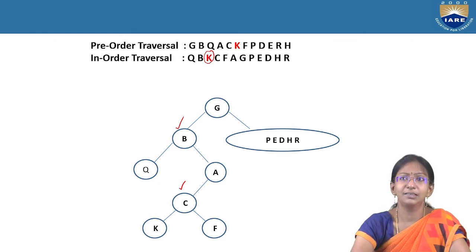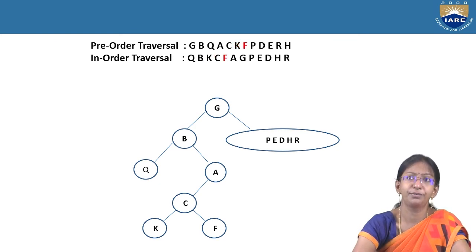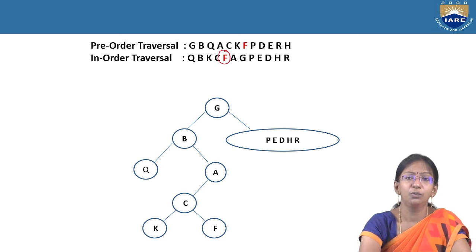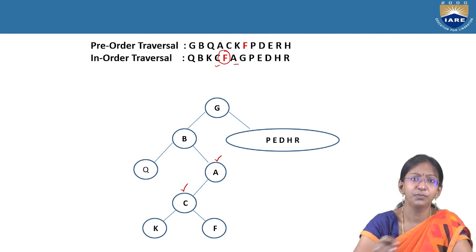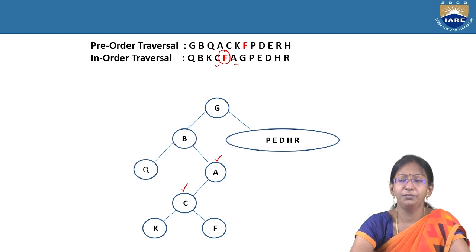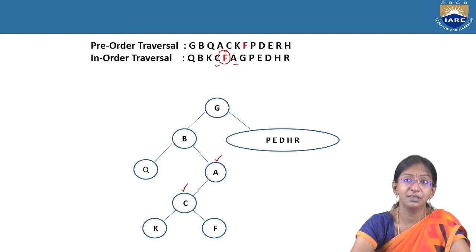Okay. What is the next element in preorder? F. Have a look at this one. After K, you have F in preorder. Its position in inorder is here. What is the element which is left to it? C. C's right position is already decided. Right to F is A, whose right position is already decided. Right? Then let's see, job is done in the left and right direction of F. So this tells you that F is a leaf node.